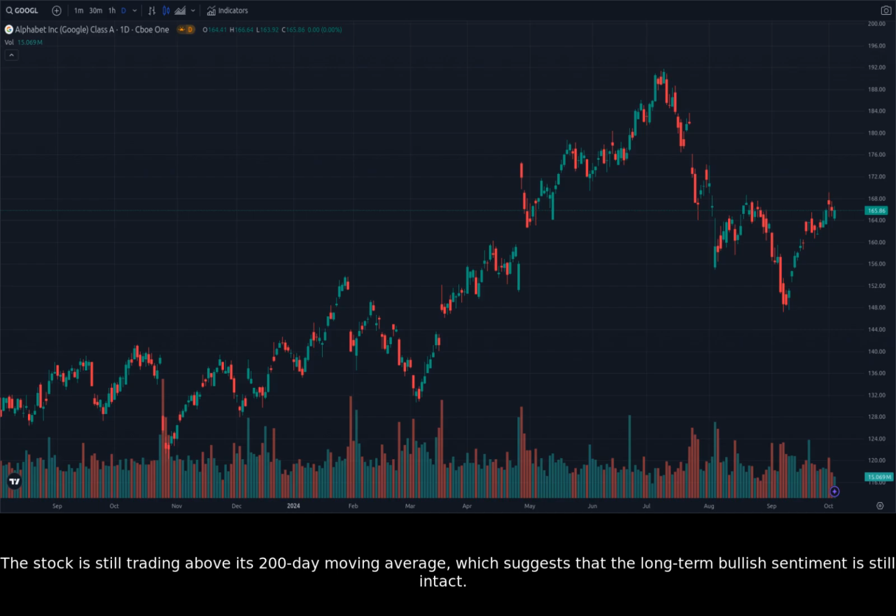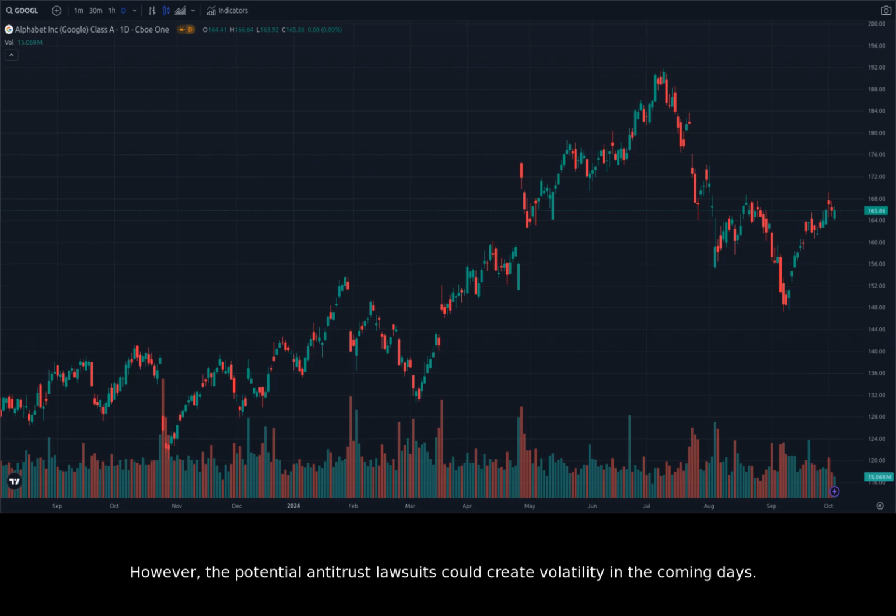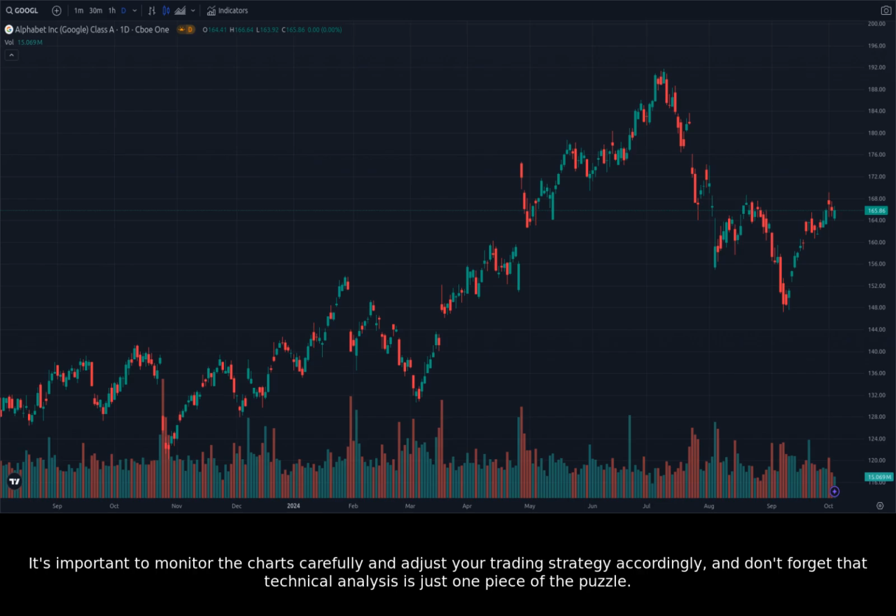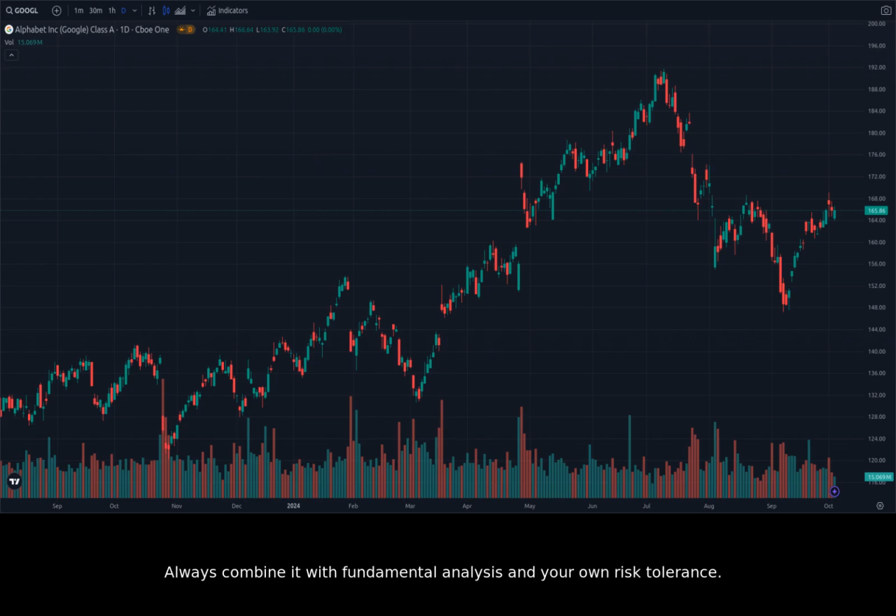However, if the stock breaks below 164, it could indicate a short-term bearish trend. The stock is still trading above its 200-day moving average, which suggests that the long-term bullish sentiment is still intact. However, the potential antitrust lawsuits could create volatility in the coming days. It's important to monitor the charts carefully and adjust your trading strategy accordingly, and don't forget that technical analysis is just one piece of the puzzle. Always combine it with fundamental analysis and your own risk tolerance.